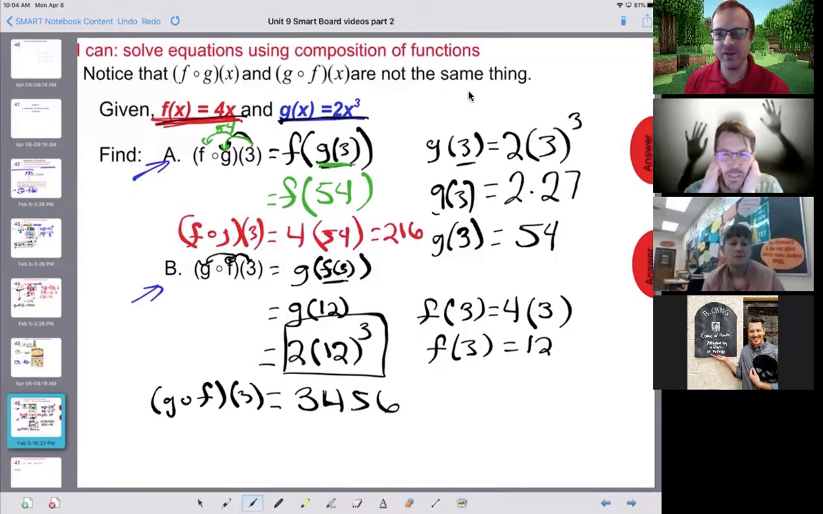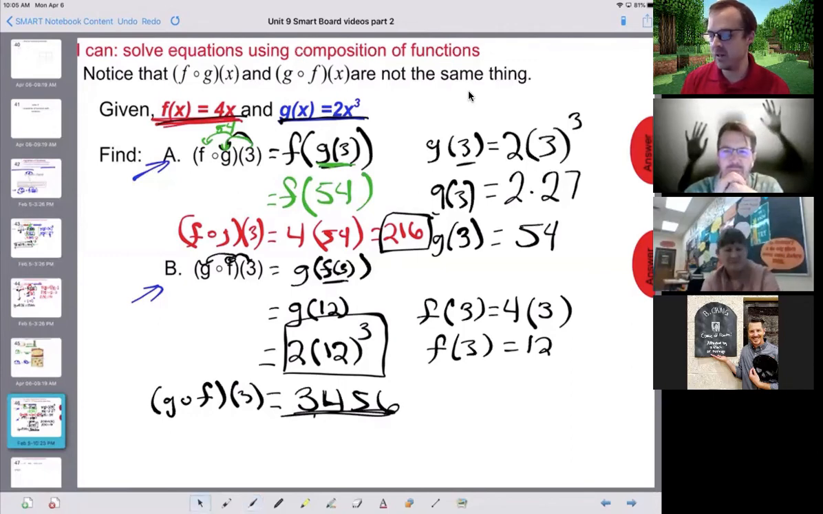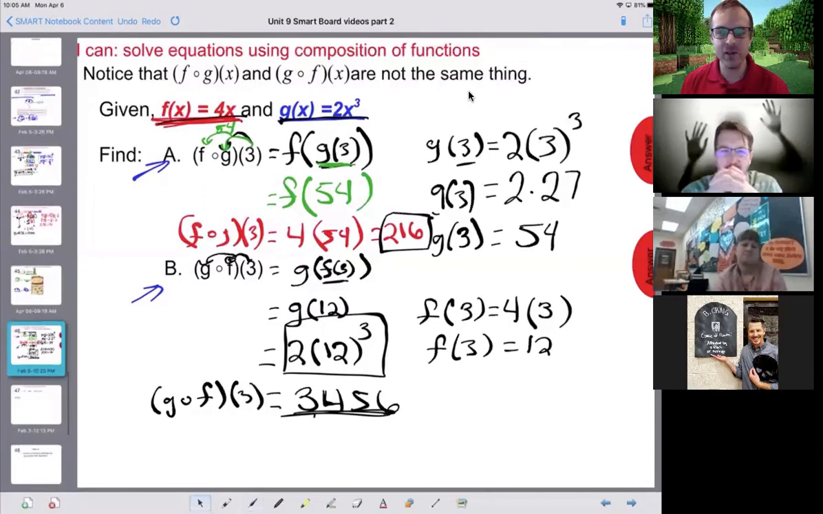Wow, that's completely different. Yeah, and you'll notice order matters. The answers are completely different. So 216 versus 3,456. So keep it in order. Order matters. Keep it in order. So if that kind of makes sense to you, you guys can move on to your practice. We are going to cover one more problem, but you don't have to if you're getting it. This is just for those of you who want to make sure you understand it.